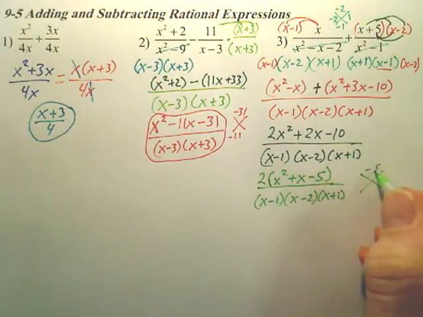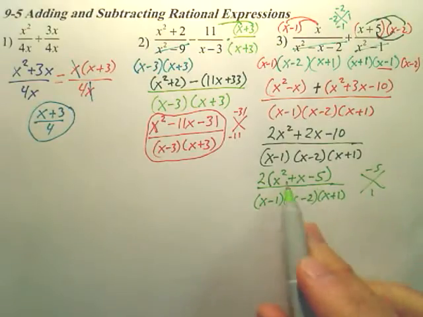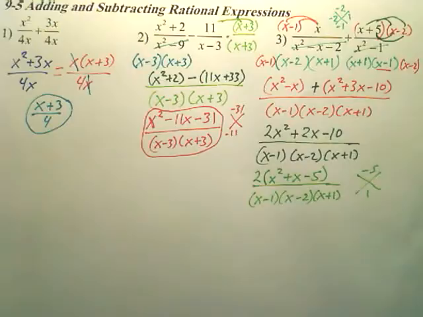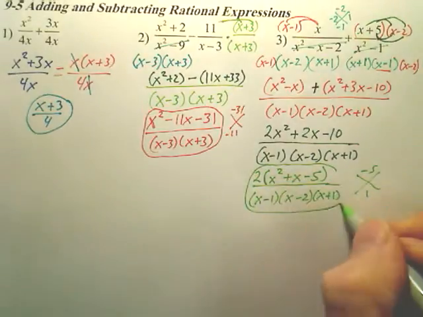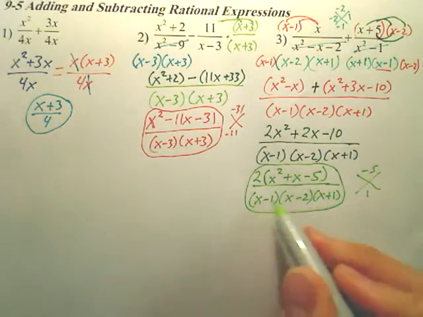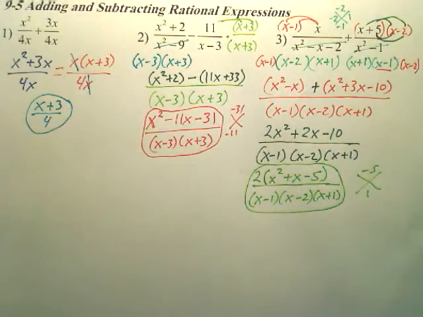And then let's see if negative 5 and 1, can you factor what's left? Does that factor? No. So this would actually be your answer. Now if that would factor, you factor and see if you can cancel. If not, you're done.